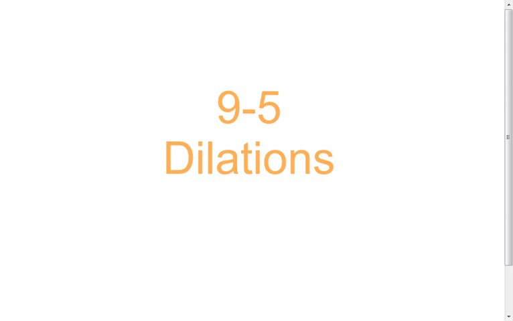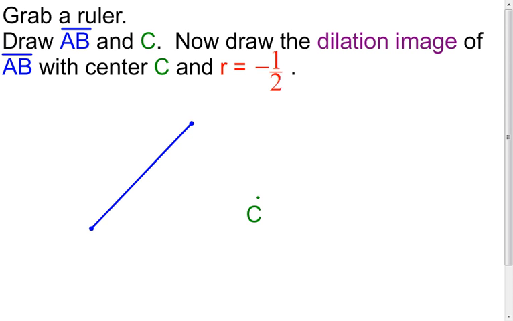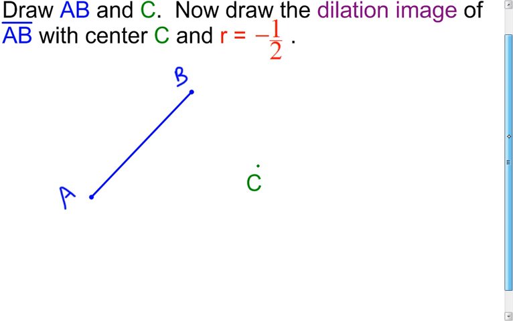Going to take a look at some examples dealing with dilations. In the first one, I'm actually going to dilate a segment, and I didn't put my point A and B in here, so I'll put that. But I'm going to dilate segment AB using C as the center, and I'm going to use R, or sometimes referred to as K, the scale factor of -1/2.